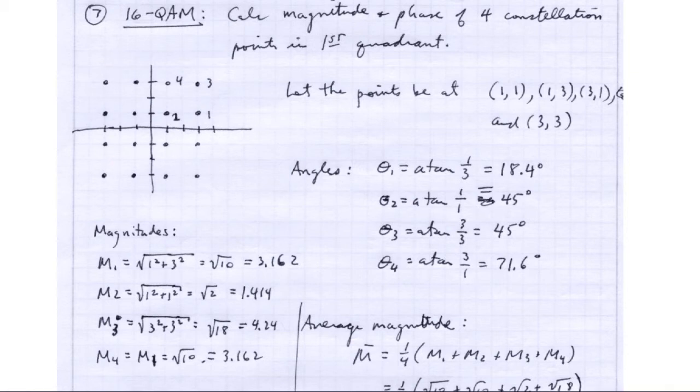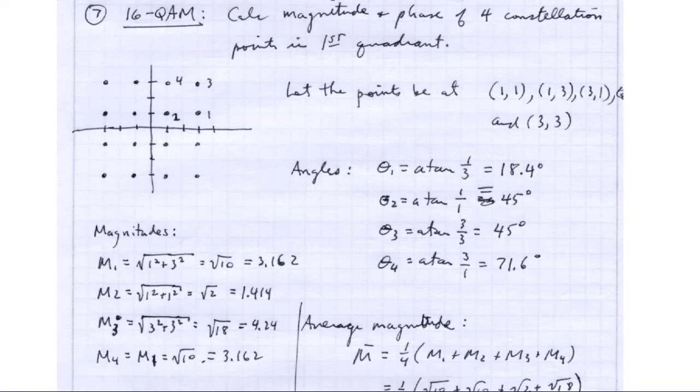The easiest thing to do is to just go ahead and put these points at 1 and 3 in x and y. So we have the following 4 points: (1,1), (1,3), (3,1), and (3,3). The angles are easy to calculate. The arctangent of 1/3 and 1 and 3 are 18.4, 45, and 71.6 degrees. And I've labeled them 1, 2, 3, 4.